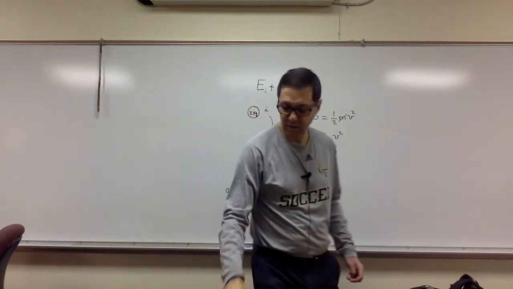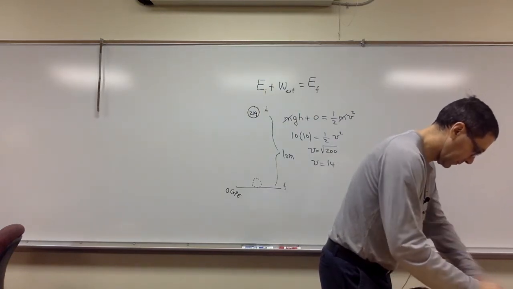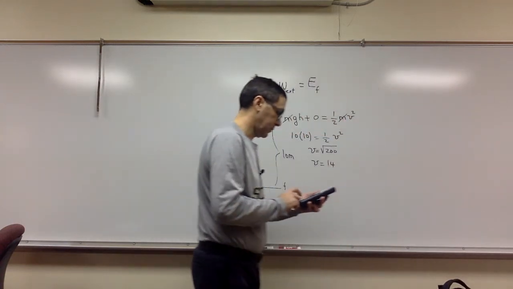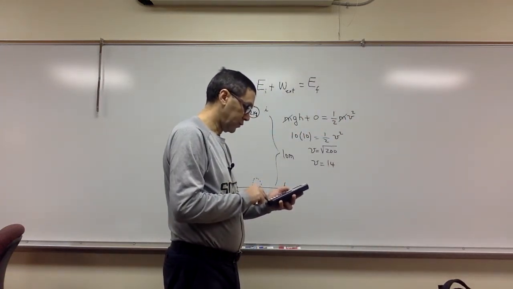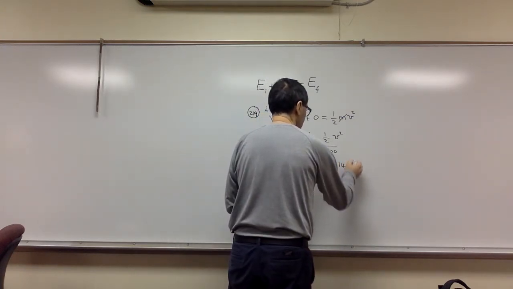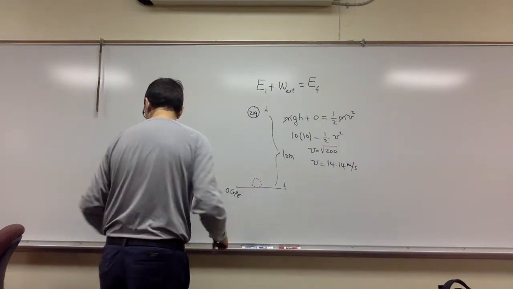So let me just take out my calculator and do it exactly. So we do square root of 200. So it's about 14.14 meters per second. Okay. Now let's throw in friction on top of this.